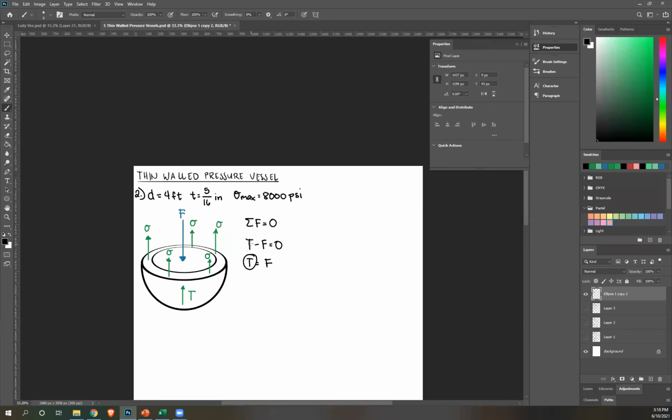And then recall T is created from the stress experienced by this tank. Recall stress is equal to P over A, so T is sigma A. And that sigma is along this material, along this area. Therefore, this is the area that we're concerned with, the one experiencing the stress. Can anybody give me the equation for that area?